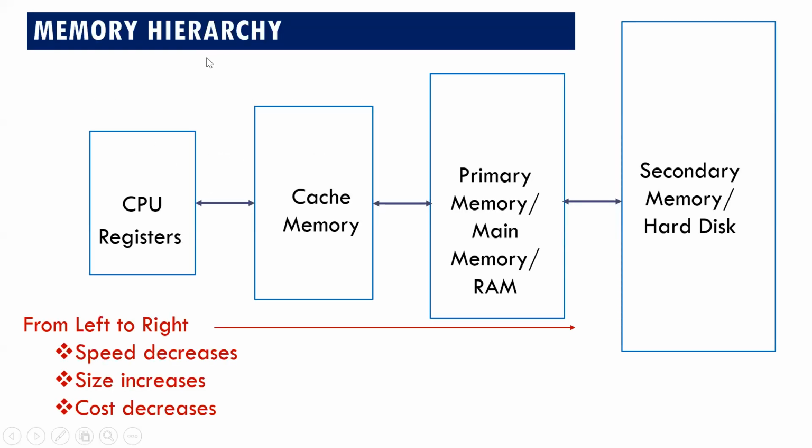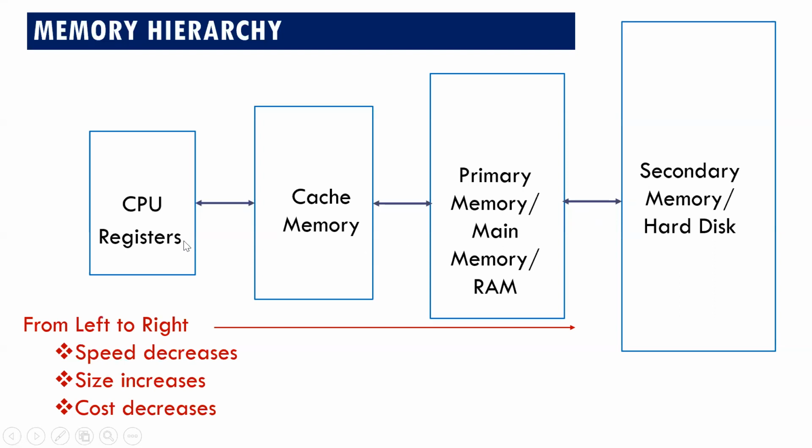First of all, we have the memory hierarchy. That means if you look at the computer, we have various memory devices, including the CPU registers, cache memory, RAM, and also the hard disk. This RAM is also called the main memory or primary memory. And on the other hand, the hard disk is also called the secondary memory.